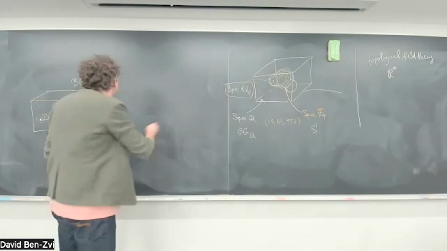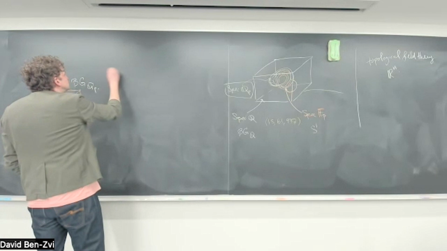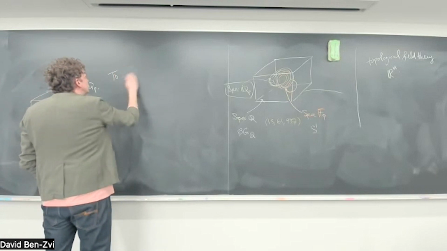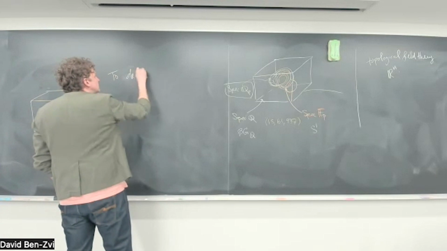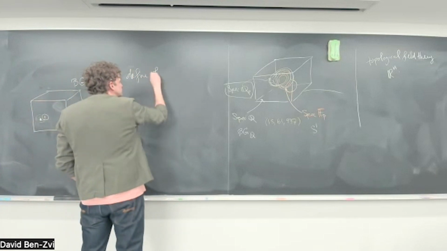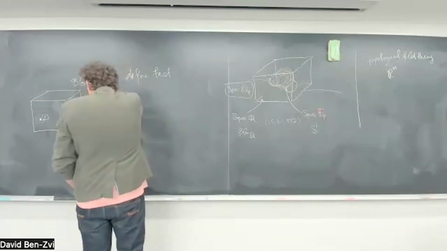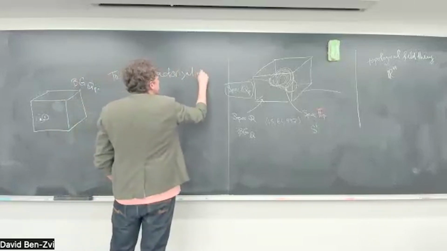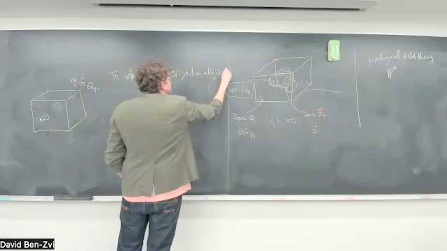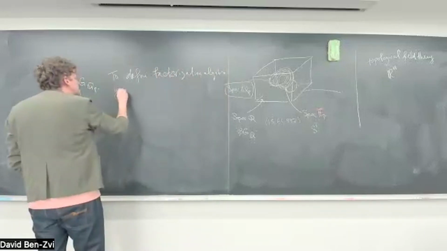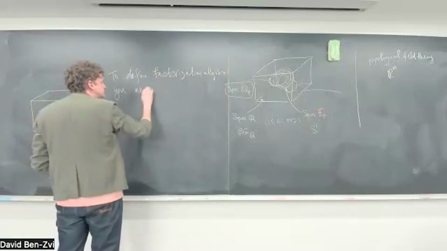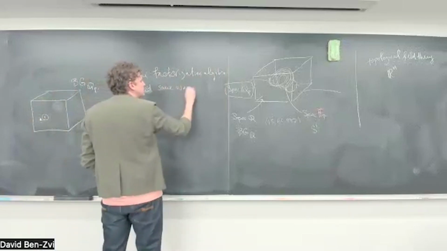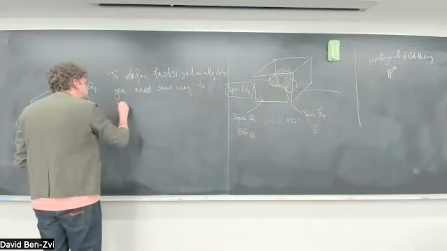So maybe I'll write this as the upshot. To define factorization algebras, so the system of observables corresponding to a quantum field theory, you need an additional structure, or at least you need some sort of structure. So you need some way to say that different points are different.